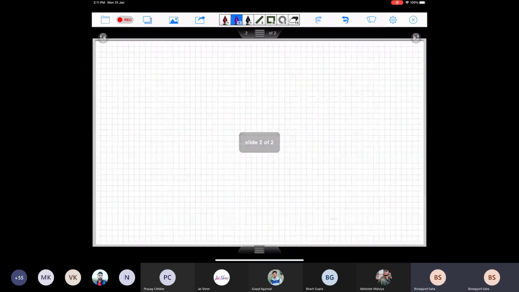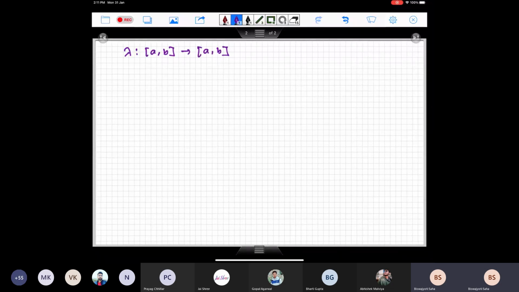So here, what is my lambda? My lambda is now going from [a,b] to [a,b], where the function is t going to a plus b minus t. If I take this particular function, clearly lambda is 1-1, so injective, and C1. Okay, C1 means continuously differentiable. So this is what we have.